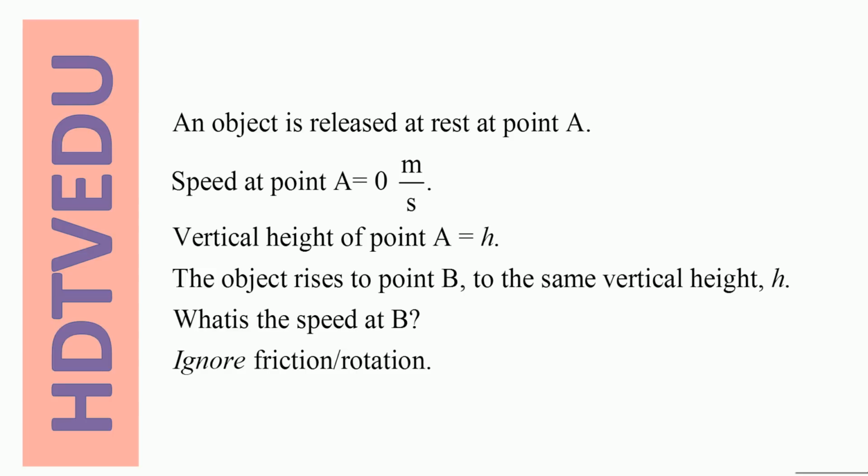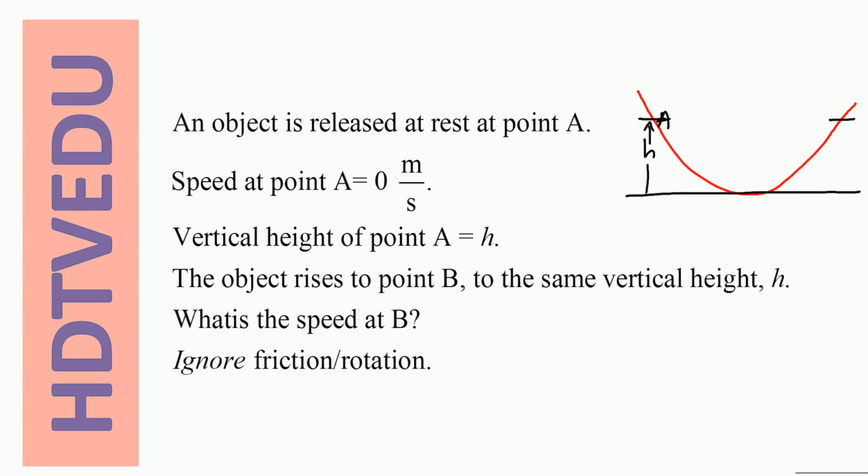An object is released at rest at point A. So here is our figure. An object is released at rest at point A. Speed at point A is 0 meters per second. Vertical height of point A is h.